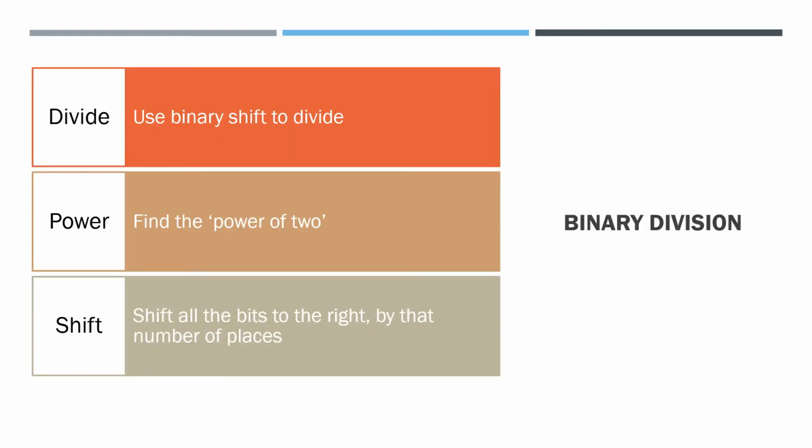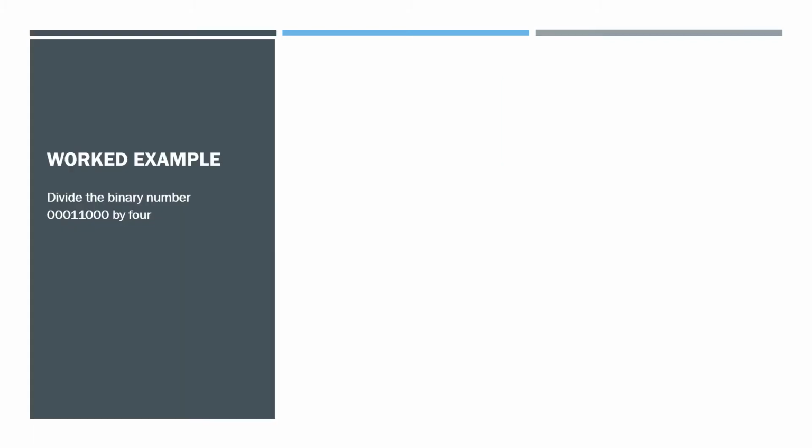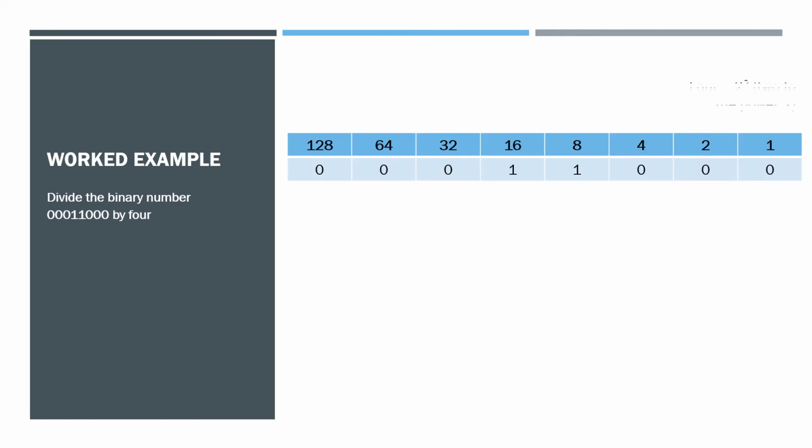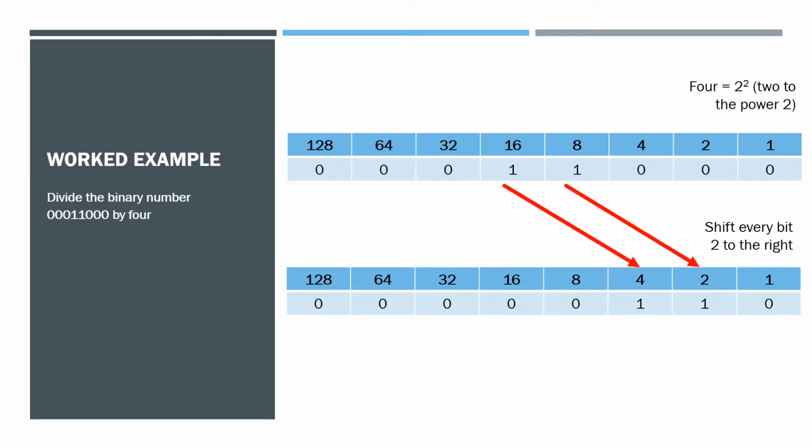And division's just done in the same way. We find the power of 2 and we shift all the bits to the right by that number of places. So let's look at an example. Divide this number by 4. So there's the number in the grid. 4 is 2 squared, 2 to the power 2. So we shift 2 places, but this time we're shifting to the right because we're making the number smaller. And there's our result. And once again, let's do the working out to make sure that we've got the right result. The first number is 24, the second number is 6, and 24 divided by 4 is 6.